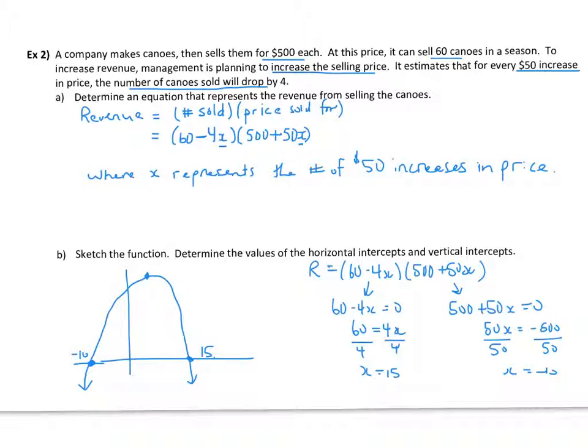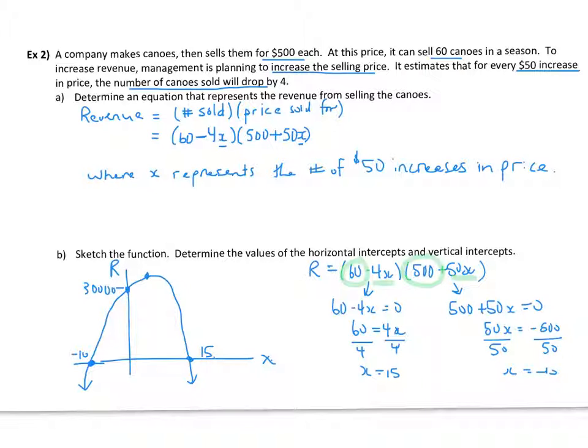For my y-intercept, or in this case my r for revenue, my r-intercept, I could let x equal 0. And if we let x equal 0, that really is giving us our initial revenue, which is the product of these two values, 60 times 500, which is $30,000. Oops, I have the wrong tool out here. There we go. So 30,000 is our y-intercept here. Okay, just let x equal 0 for that.